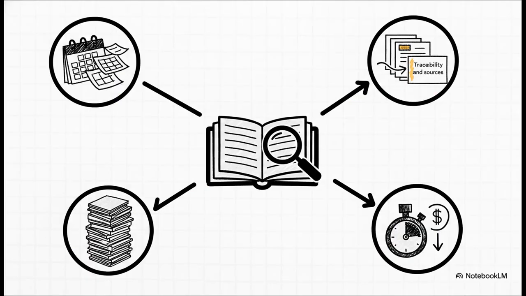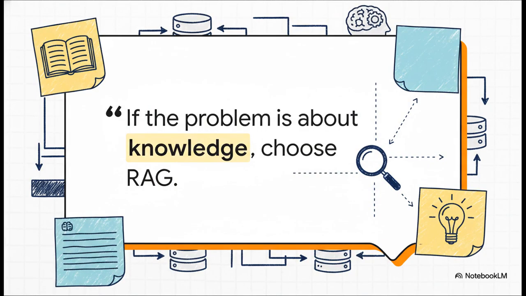So let's make this super practical. You should absolutely choose RAG when your data is constantly changing. If you need to be able to trace an answer back to a specific sentence in a specific document, that's RAG. It's your go-to for accuracy and sourcing. And here it is, the simplest rule of thumb I can give you. If your problem is fundamentally about knowledge, getting up-to-date, accurate information into the model's response, then your answer, like 99% of the time, is RAG.